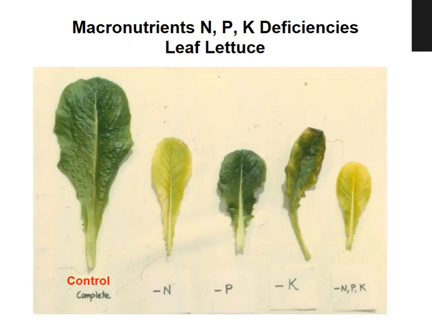And the last leaf shows deficiency of all three, nitrogen, phosphorus, and potassium, which turns yellowish, dark yellowish, and ultimately, after chlorosis, becomes necrotic and falls down, and death occurs. It is all about the deficiency symptoms shown by various leaves.